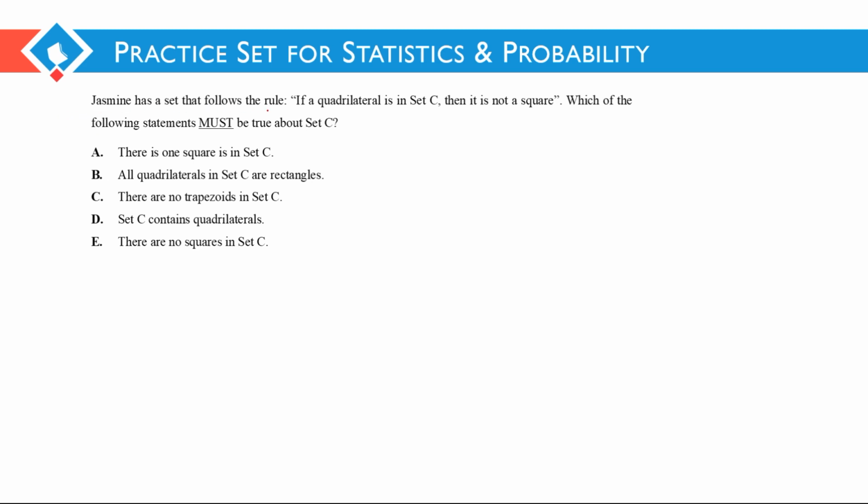Jasmine has a set that follows the rule. If a quadrilateral is in set C, then it is not a square. Which of the following statements must be true about set C?